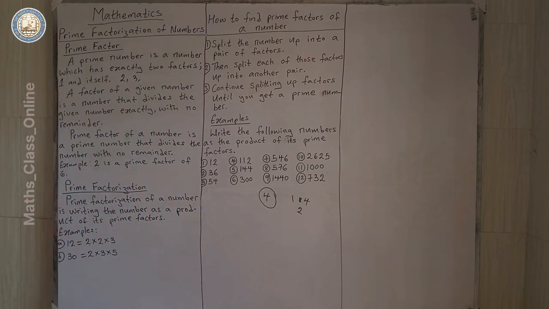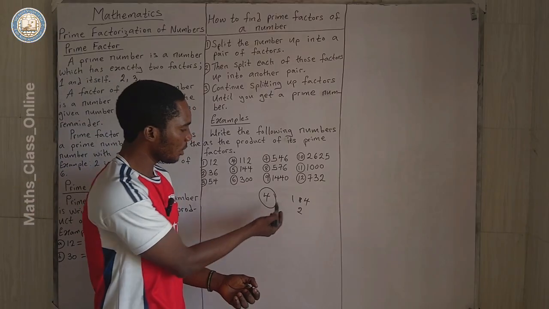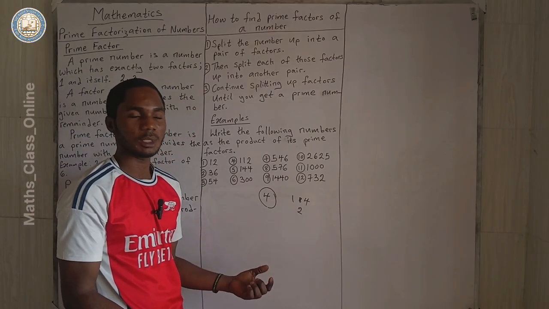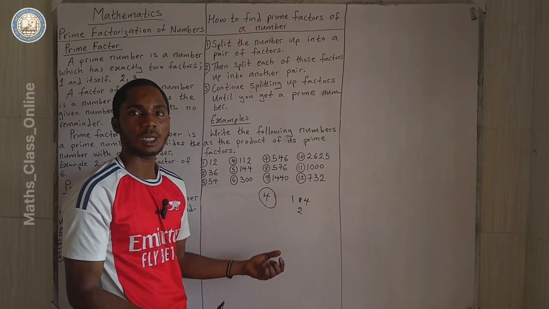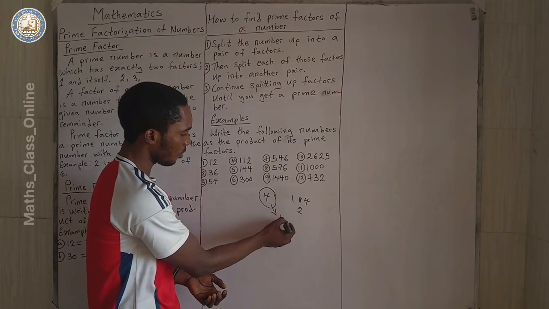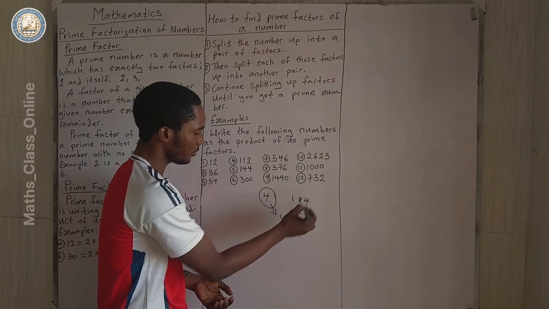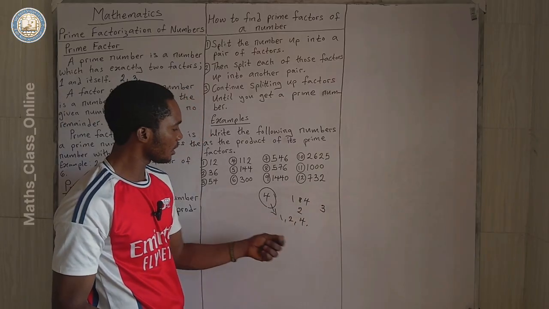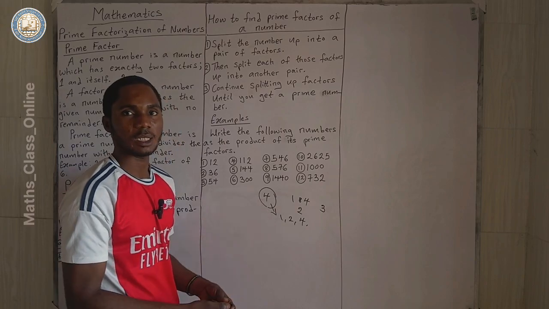A factor. A factor of a given number is a number that divides the given number exactly with no remainder. As we have it here, 1 will divide 4 without any remainder. 4 will divide 4 without any remainder, and 2 will divide 4 without any remainder. That means that the factors of 4 are 1, 2, 4. But 3 is not a factor of 4 because 3 cannot divide 4 without any remainder.